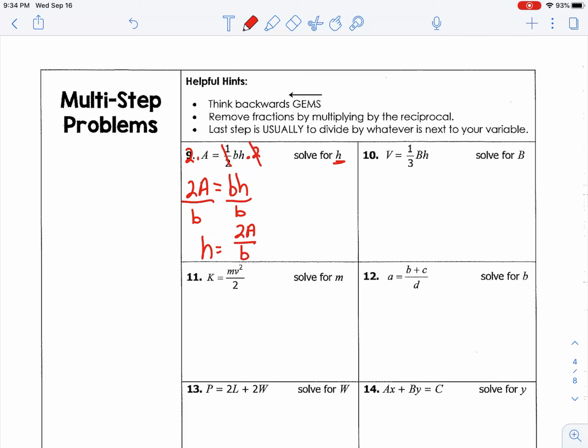Okay. Similar thing happens here. We're solving for b. I want to get rid of that 1/3 first, so I'm going to multiply by 3. So 3v is equal to, the 1/3 and the 3 cancel, b times h. We're solving for b, so we're going to divide out the h. And so that means that b is going to be 3v divided by h.